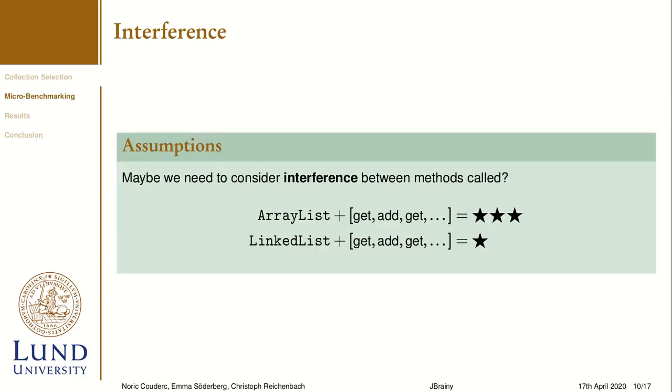This is all very good, but knowing that one method is slow doesn't give you enough information if you call a whole bunch of methods on the collection. So maybe we need to consider interference between the methods called, meaning that you can pay an additional cost when you call one method, and amortize this cost a bit later when you call another method. So you may need to consider the whole history to be able to take the right decision.